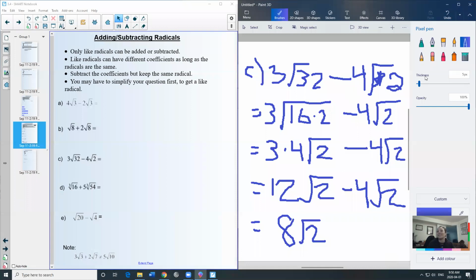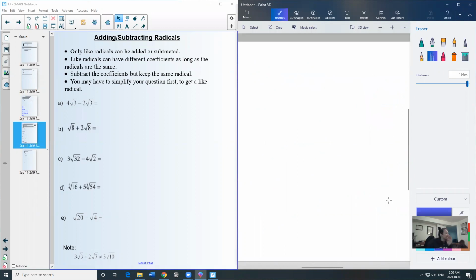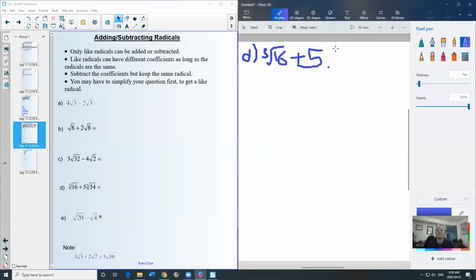Okay, let's do one more example. So easy. This is so much easier. I wanted to do part D, the cubed root of 16 plus 5 times the cubed root of 54. So I'm going to try and write all of this one down. I hope we can fit it. So this is the cubed root of 16 plus 5 times the cubed root of 54.